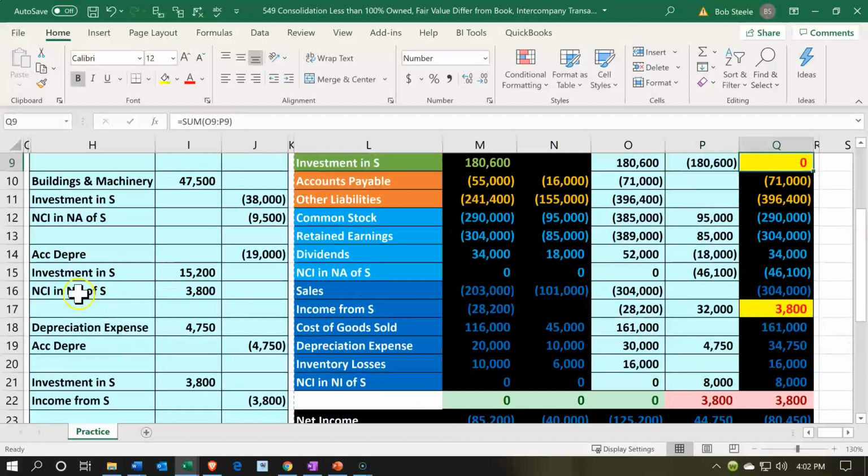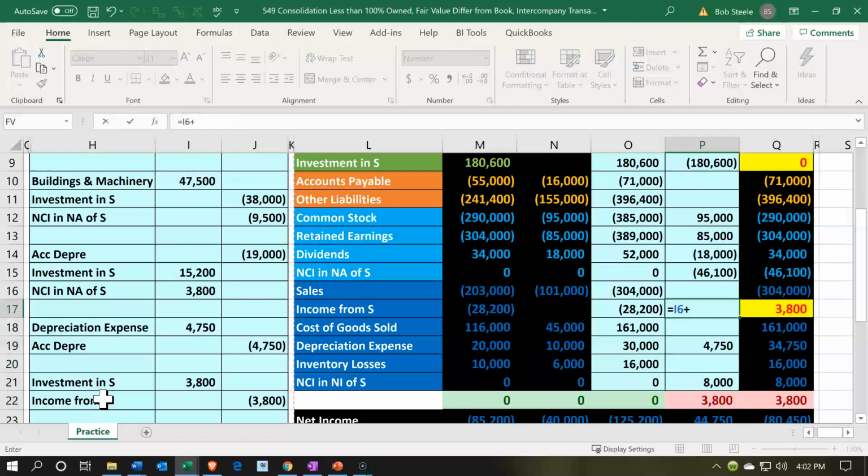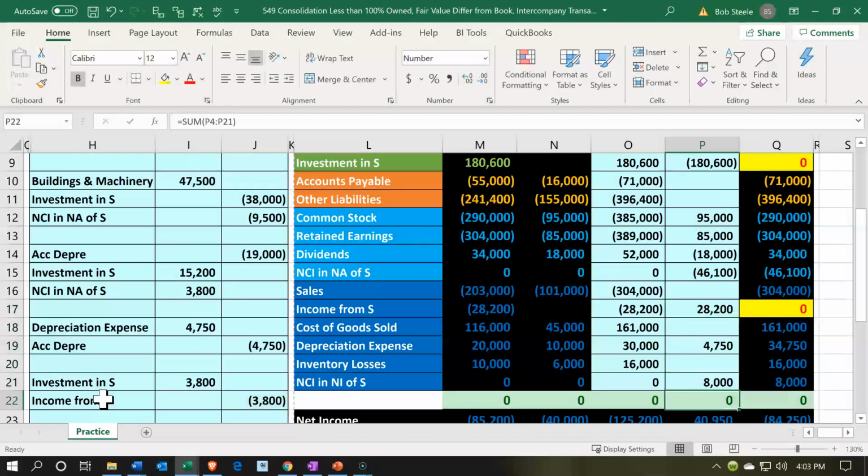So there's that. And then the other side is going to go to the income from S, which should bring it down to 0. Those yellow red ones that we've been highlighting are going down to 0, which is what we wanted. So that's good stuff. So there we have that. That brings us back down.